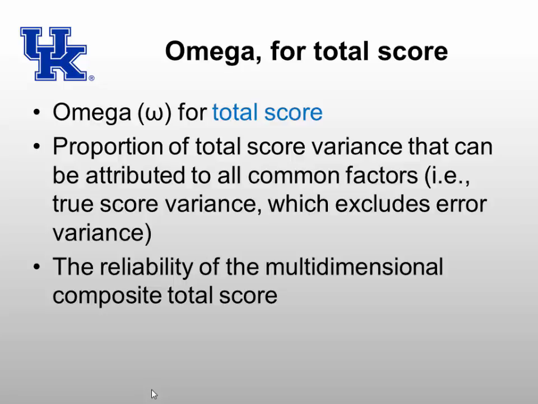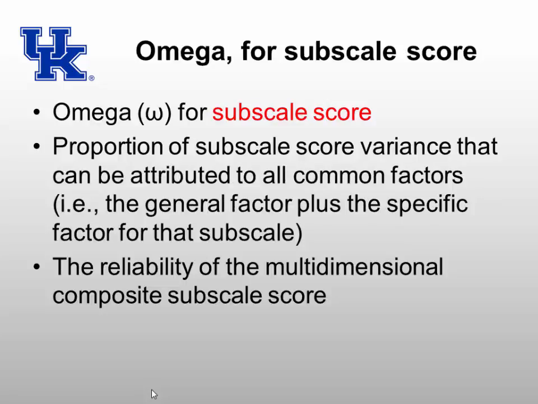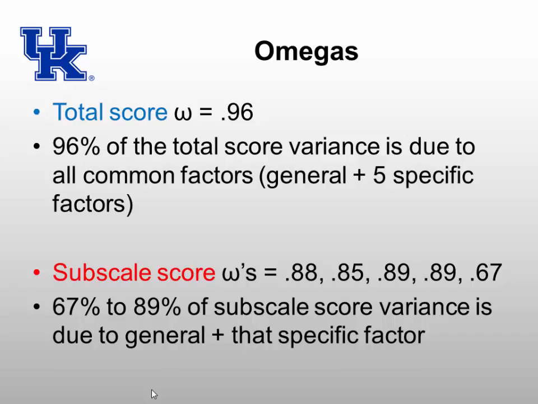You can get omega for total scores and omega for subscale scores. We'll start with omega for total scores. It is the proportion of total score variance that can be attributed to all common factors, i.e. the true score variance, removing that error. So regardless of whether that reliability is coming from the general factor or the specific factors, it takes it all, and it takes an overall reliability of that. It's the composite total score reliability. You can adapt it to subscales too. So it's the proportion of subscale score variance that can be attributed to both the general and that specific factor for that subscale score. And this is important because it provides context for later things.